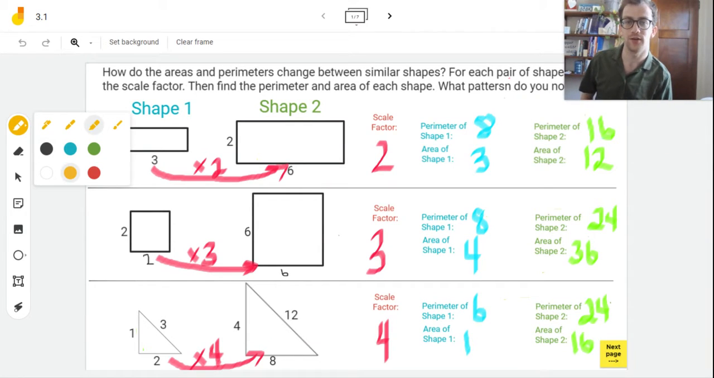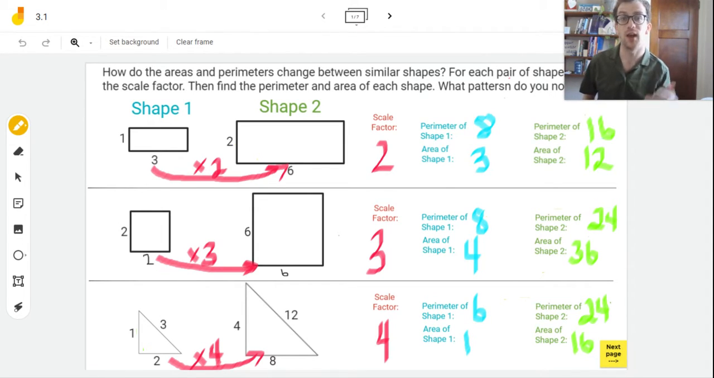Let's take a look at the pattern of how scale factor affects changes in perimeter and area. By now, you should have been working on assignment 3.1, where you had these three pairs of similar shapes, and you were looking to find the scale factor, perimeter, and areas of each of them. In this video, we're going to explore how the scale factor affects how much the perimeter and area increase by. All right, let's start by looking at just the perimeter.